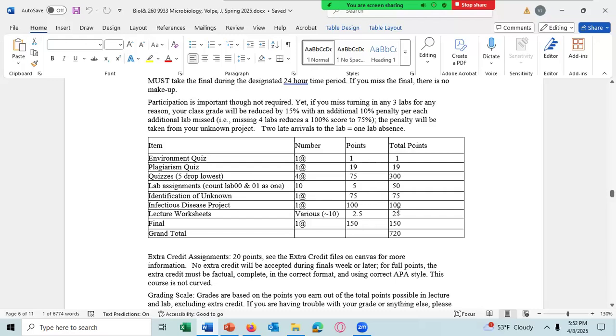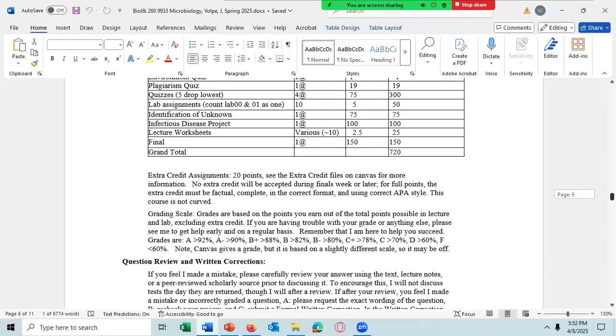Infectious disease project, 100 points. Lecture worksheets, about 10, 25 points. The final, 150 points, for a total of 720 points in this class. That's not counting any extra credit, which will be worth about 20 points. I've already discussed 2 of the projects: the picture you can send me of your face, and then the daily schedule and your study schedule. Actually, I discussed the third one. We'll discuss that one later.